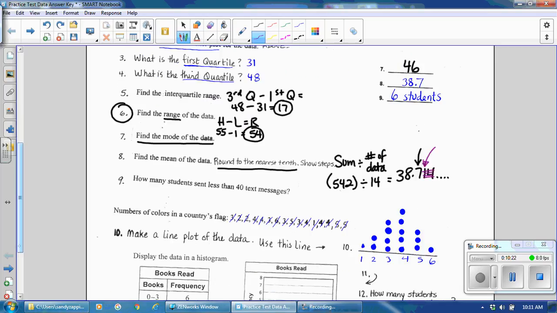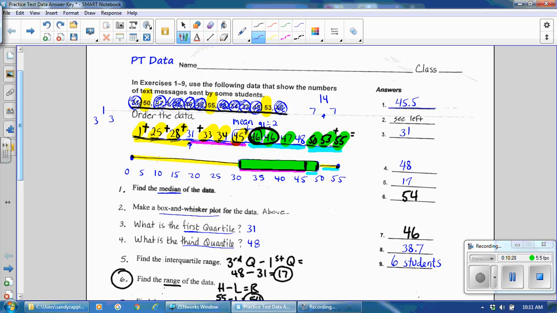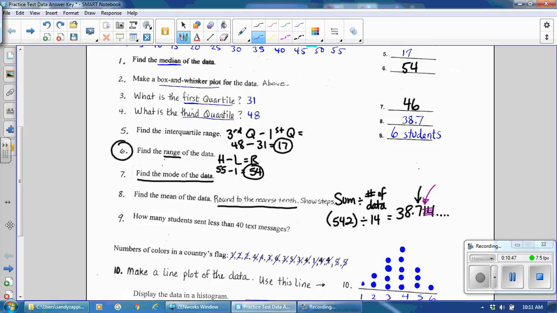Number 9, how many students sent less than 40 text messages? You can either look at the original set of data, or you can look at the box and whisker graph. Right here, these people sent more than 40 texts, and these people sent less than 40 texts. So there's 1, 2, 3, 4, 5, 6 people that sent less than 40 texts.